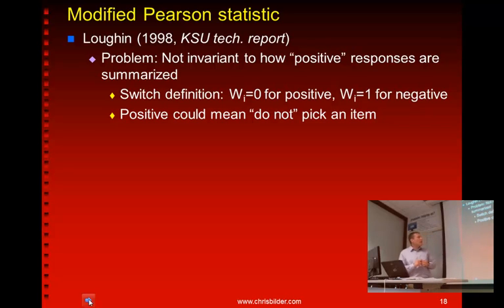Also, you can think of it this way. Perhaps instead of a choose-all-that-apply question, maybe it says choose all that don't apply, and you still keep a 1 for a positive and 0 for a negative. Again, your test statistic will change. The test statistic's not invariant to this arbitrary designation.